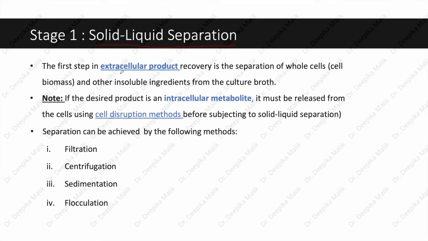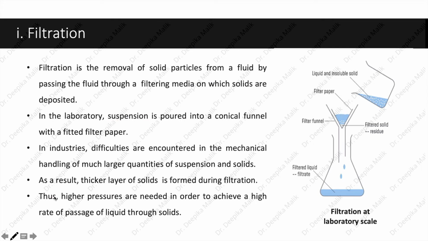So the first step in extracellular product recovery is the separation of whole cells or cell biomass and other insoluble ingredients from the culture broth. As stated earlier also, if the desired product is an intracellular metabolite, it must be released from the cells using cell disruption methods before subjecting to solid-liquid separation. Solid-liquid separation can be achieved by the following methods: filtration, centrifugation, sedimentation, and flocculation. Now we'll be discussing all the four types one by one.